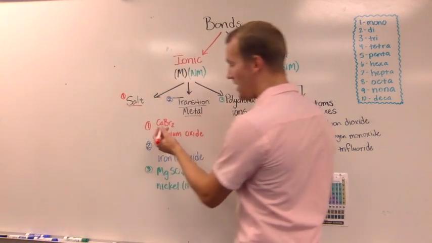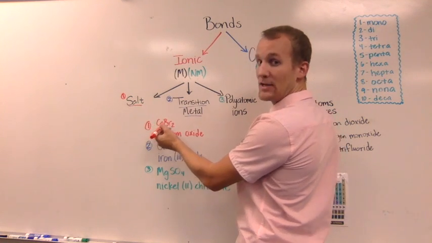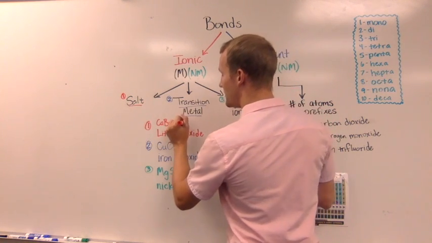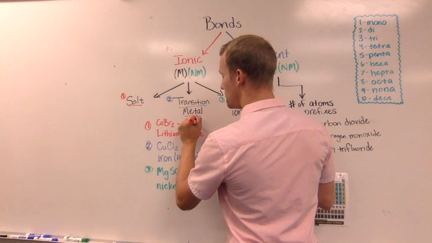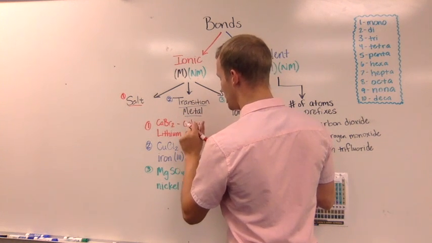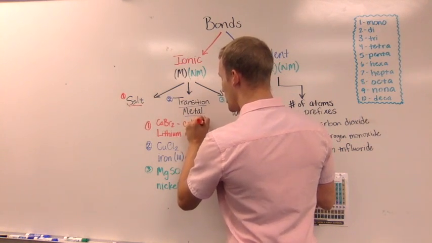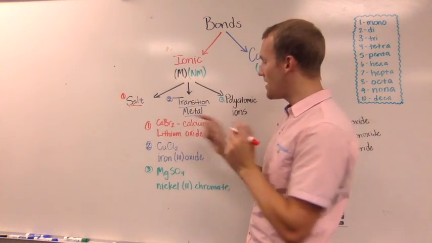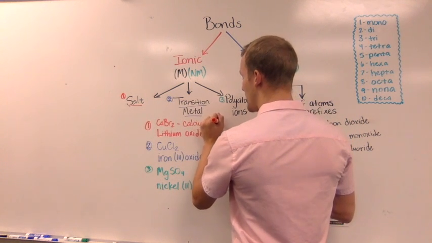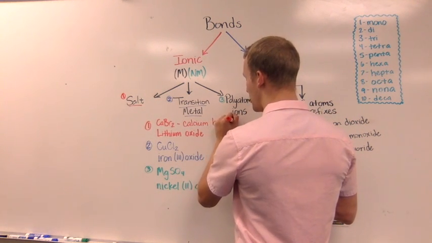So in this example here, we have a calcium atom. So we have calcium. Oh, I cannot spell. The I comes before the U, everybody. We have calcium and we have bromine.